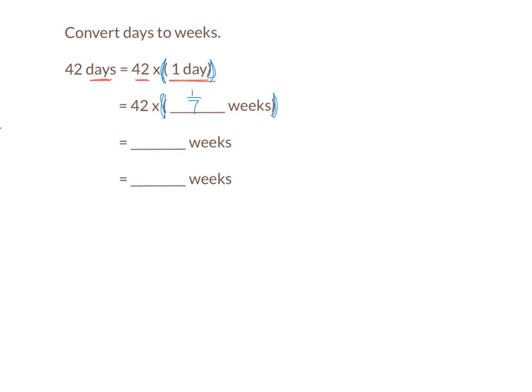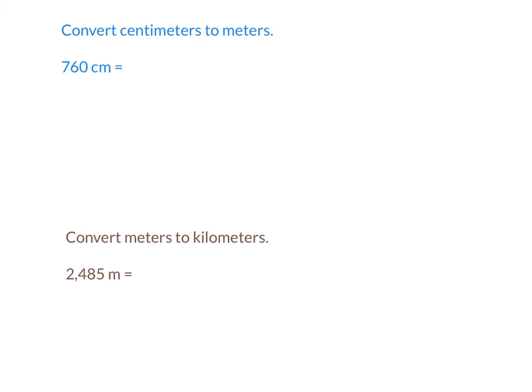Okay, so then now I just multiply. 42 times 1/7 is 42 sevenths. And I can simplify that fraction because I know if I have 42, it goes into 7 how many times? 6. So therefore, 42 days is the same as 6 weeks.